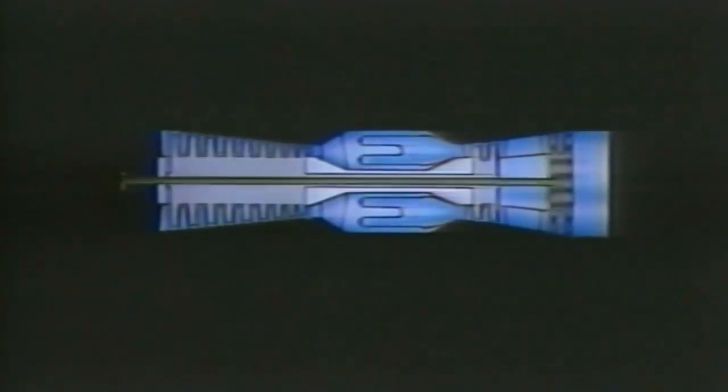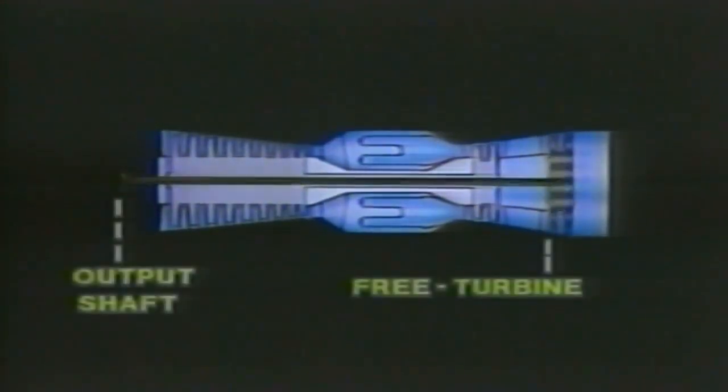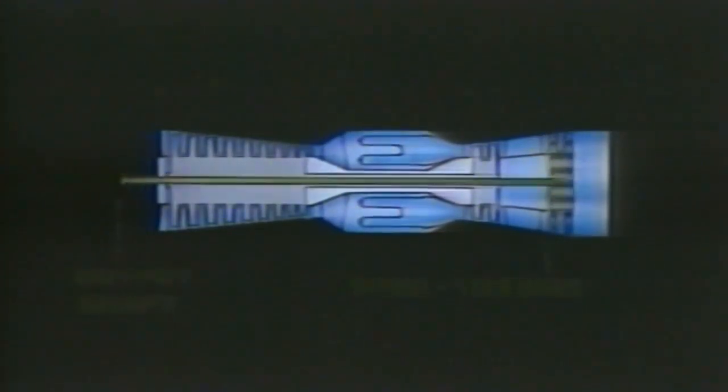Turboshaft engine design varies. The output shaft doesn't necessarily have to project out from the exhaust end of the engine. In this version, the free turbine shaft revolves within the gas generator shaft so that the rotational power of the free turbine is available at the front of the engine, as it might be for a turboprop application.